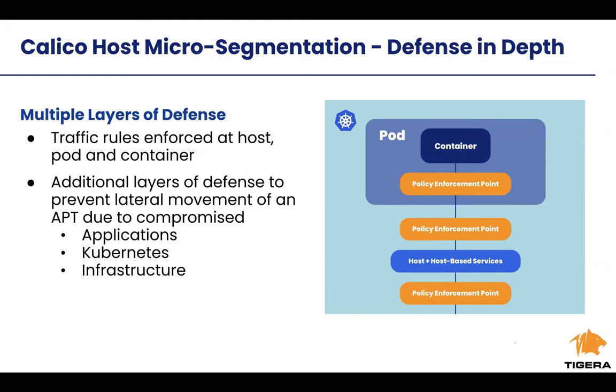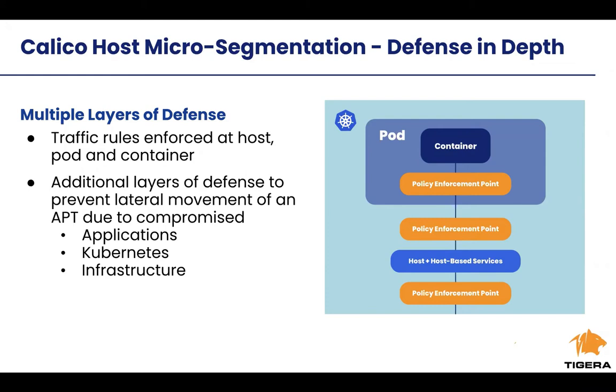What's special about Calico Host Micro-segmentation is that it scales to very high numbers of endpoints. It's Kubernetes scale, so orders of magnitude more than what you might typically see if you were deploying something with VMs or bare metal nodes.